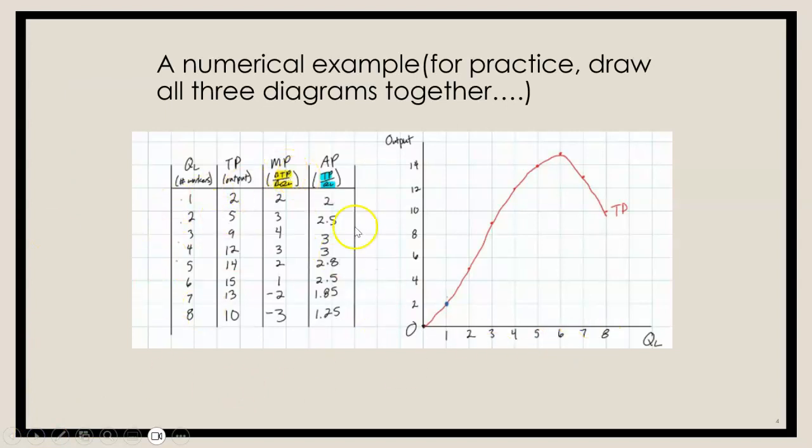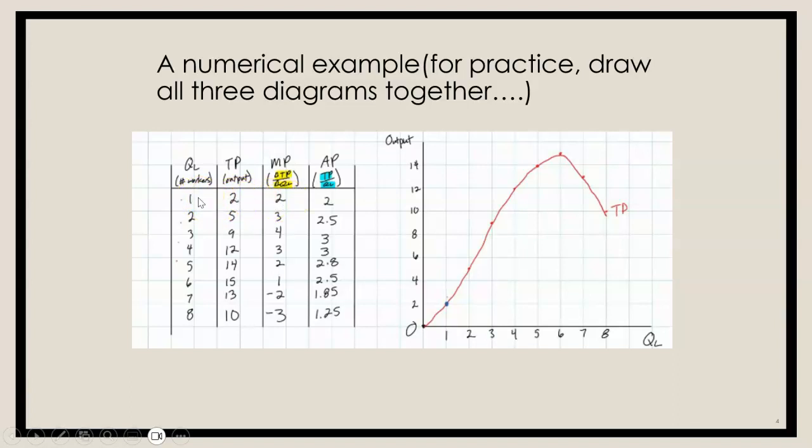Here's a bunch of numbers corresponding to a quantity of labor, that's our variable input, total product, marginal product, and average product. And we've graphed over here total product, but I'm more interested for the moment in these numbers. So let's look at the relationship between total product and marginal product.